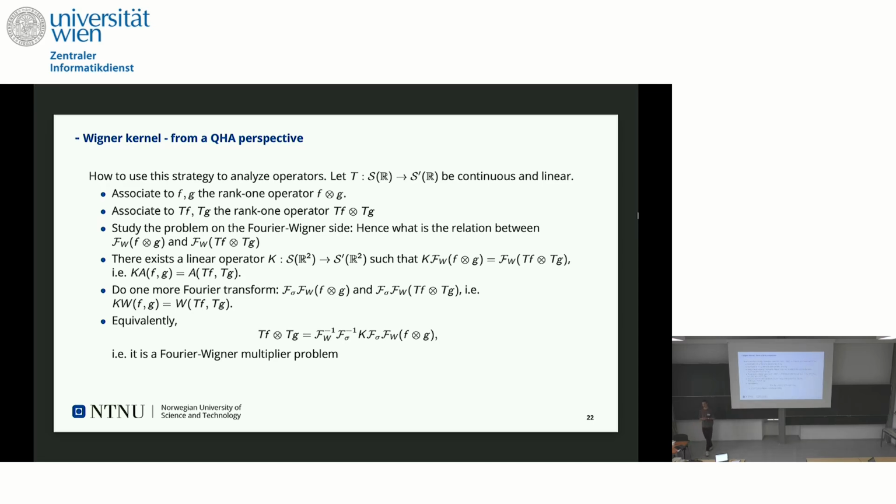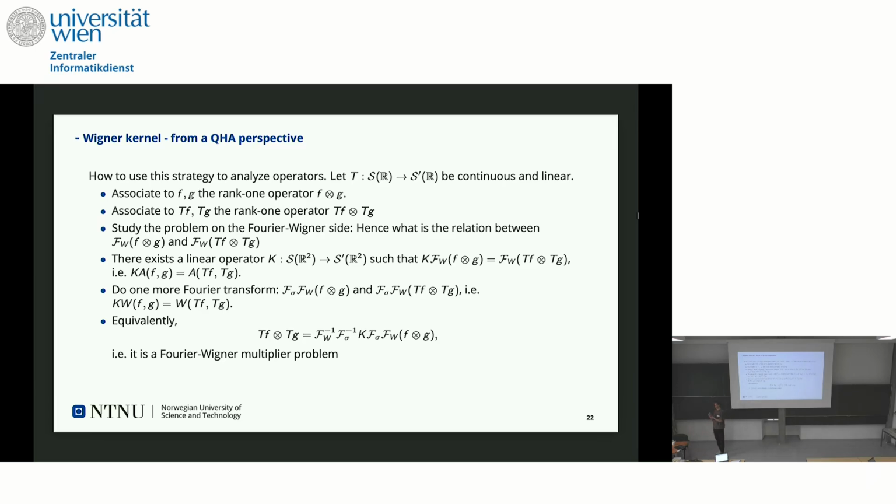Another perspective on QHA, for if they're in the audience: recently there's been some very interesting work done on Wigner kernels. So analyzing an operator via its Wigner kernel, and by that I mean the following procedure. If we have some operator T that we're interested in analyzing, then we consider the action of T in the following sense. We take two functions, and we consider the tensor product of T of F with T of G.